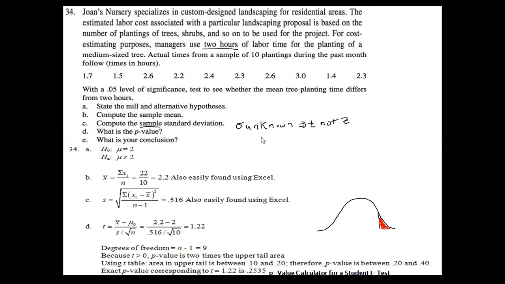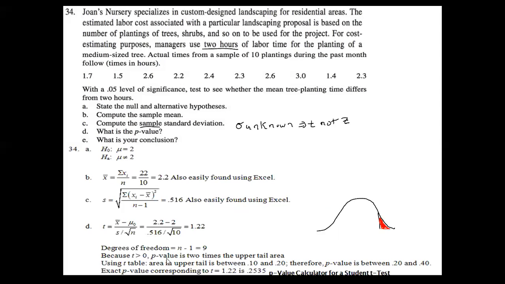Now the t value we're going to look at is again basically the same as the z, except now we're using the sample standard deviation. So it's just 2.2 minus the 2 divided by the 0.516 divided by the square root of 10, which is 1.22. Now we have to use the t table, and so the degrees of freedom is n minus 1, which is equal to 9.